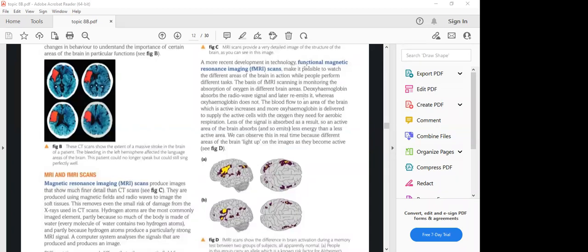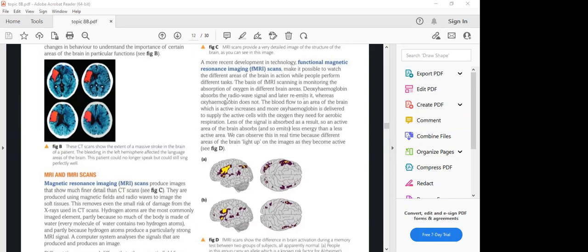Functional magnetic resonance imaging, fMRI scans, make it possible to watch the different areas of the brain in action while people perform different tasks. The fMRI scanning monitors the absorption of oxygen in different brain areas.